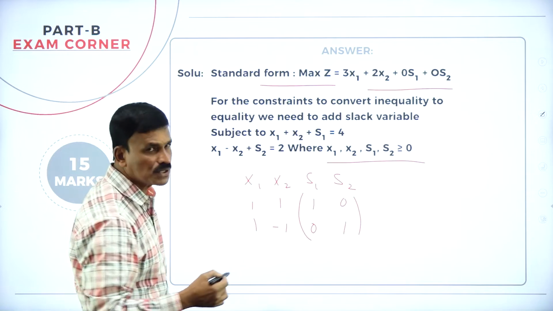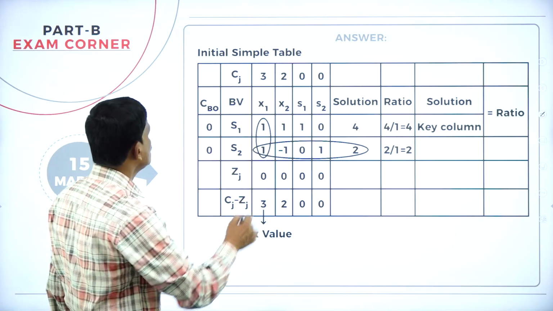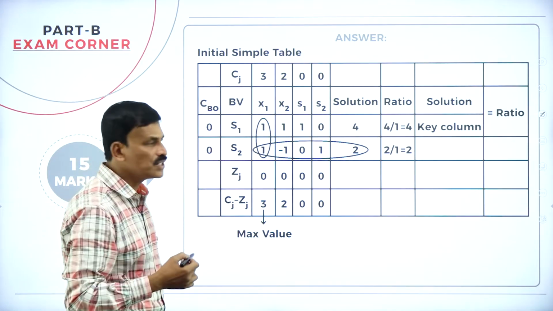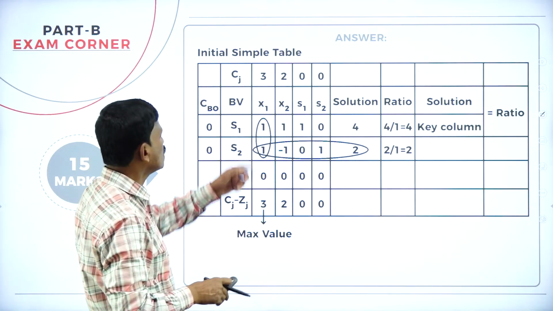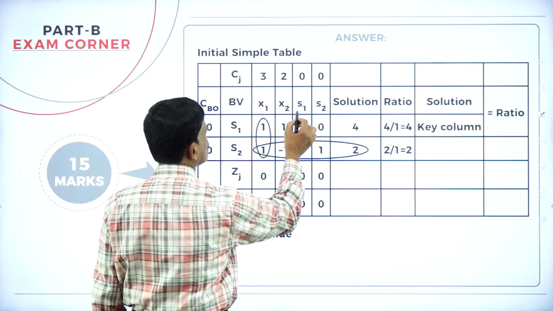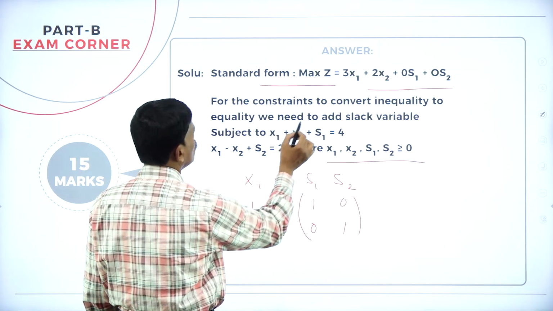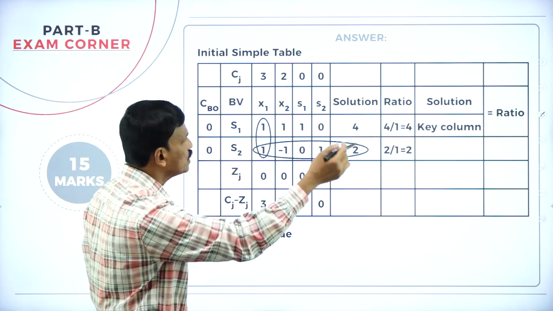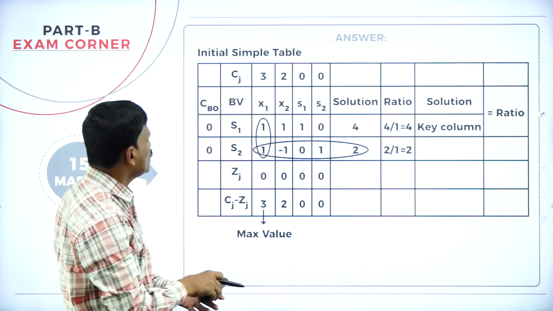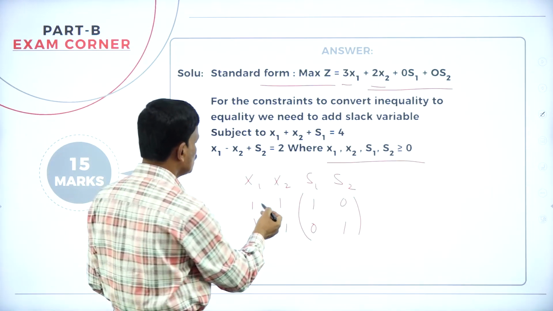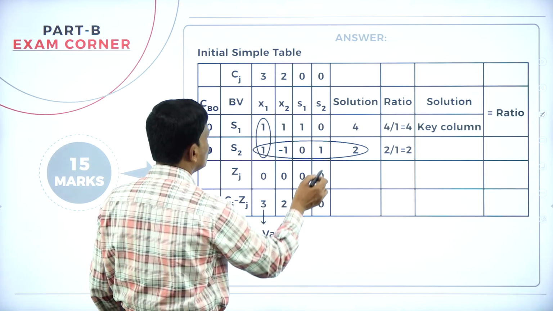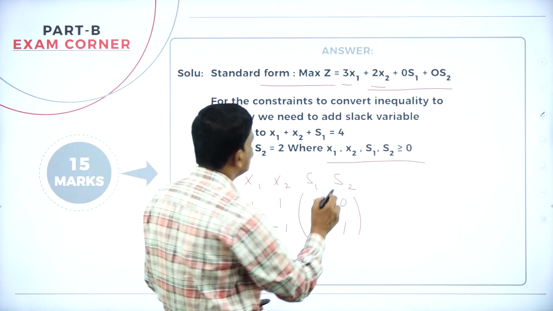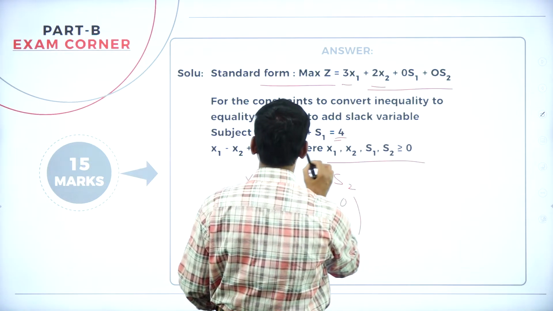Okay. Now let us come to the initial simplex table. In the initial simplex table, the basic variables are s1 and s2, whose coefficients are 0 and 0. Write down the coefficients of the variables x1, x2, s1, s2. The coefficients are 3, 2, 0, 0. Then the solution and the ratio columns. Now write down the coefficients for these two equations, that is 1, 1, 1, 0 and 1, minus 1, 0, 1, and the solution values are 4 and 2.